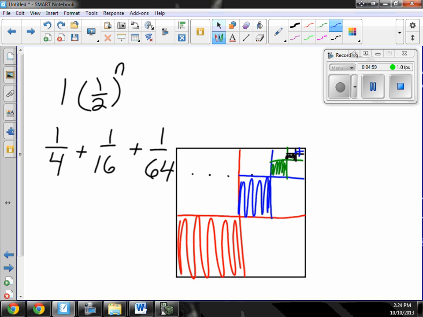So the question is, if I were to add up all of these colored boxes, how much of the total square would it represent? Some people think a half. Any other guesses? Third? Any other guesses? Well, it's got to be more than a fourth, right? Because this is a fourth. Okay. Any other guesses?